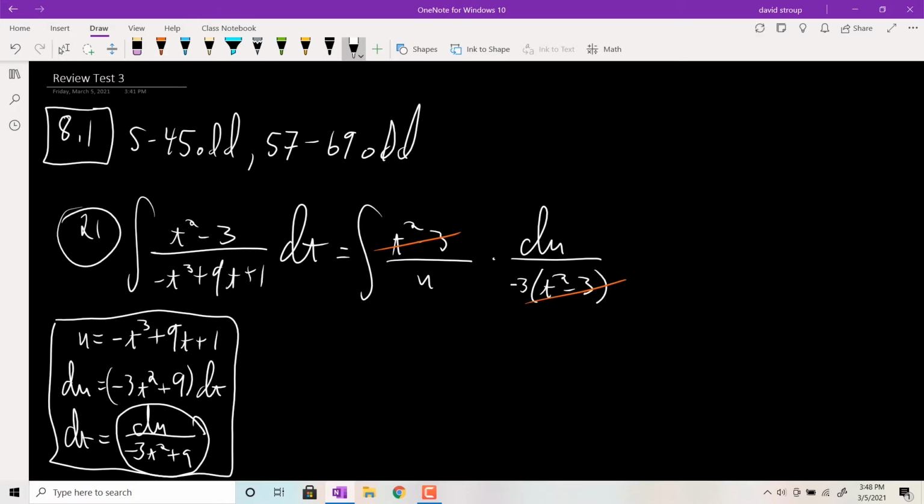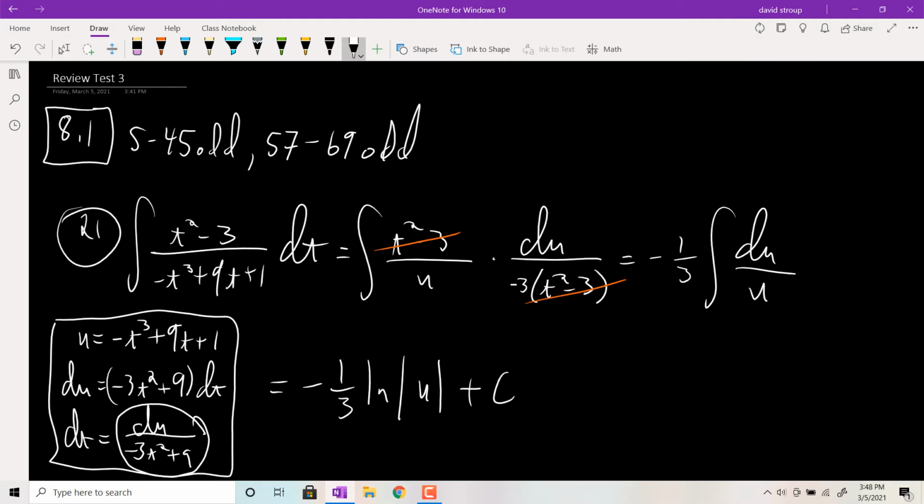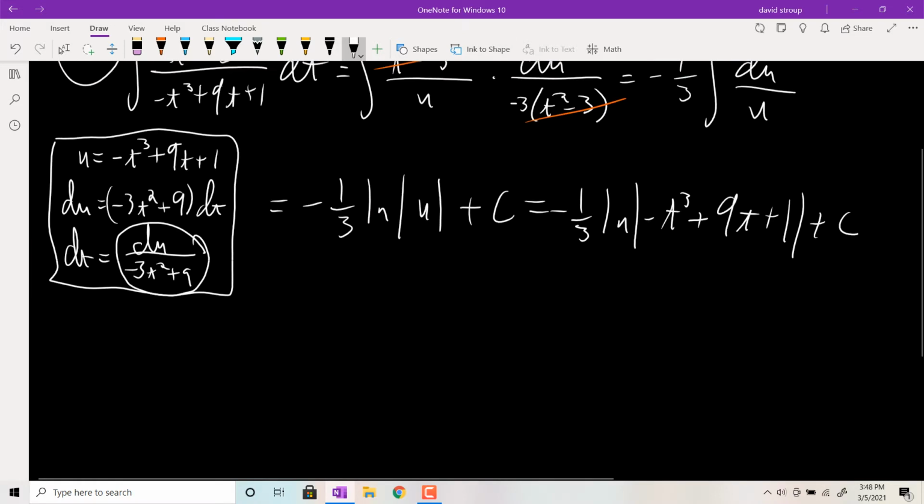Once I'm done with that, I can factor out any constant. So you have a negative 1/3, and then the integral of du over u, which is just a natural log. So negative 1/3 ln absolute value of u plus c. And that'll be negative 1/3 ln absolute value, and then you back sub. So if you begin in t, you have to end in t. And there you go. All right, let's look at another one.